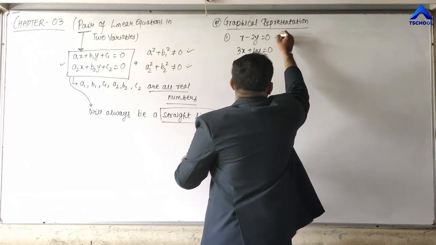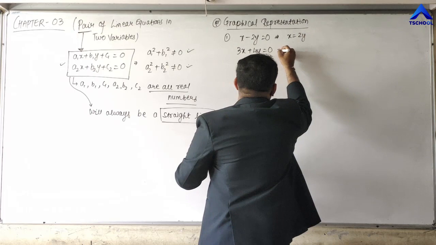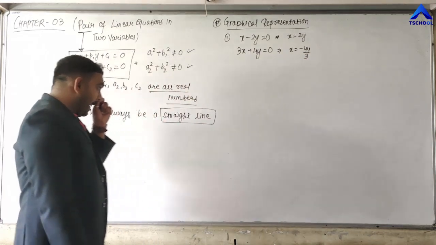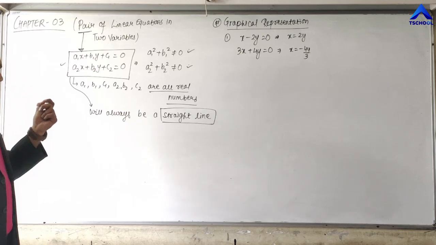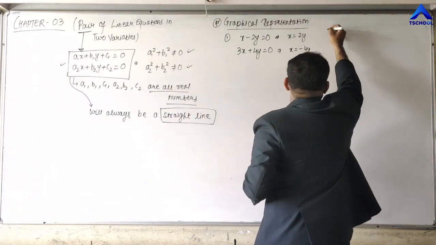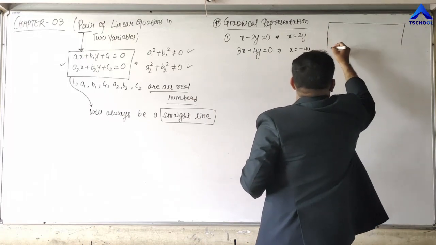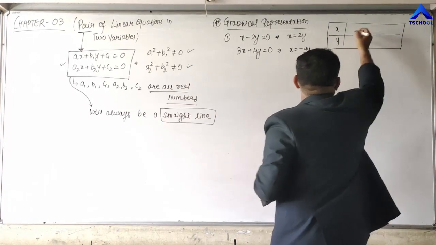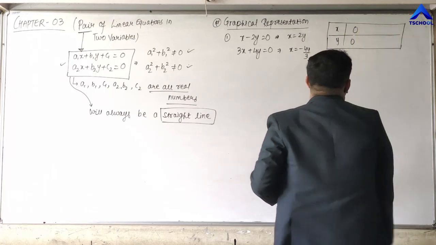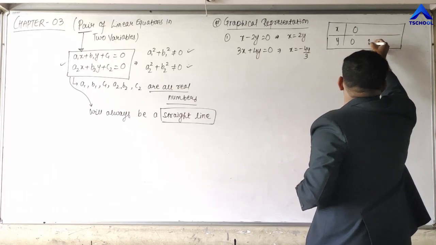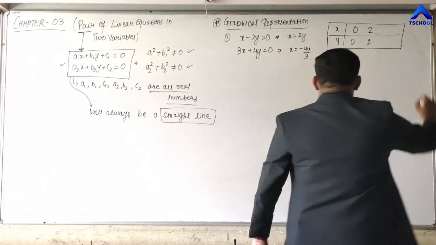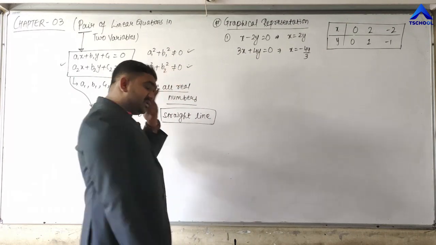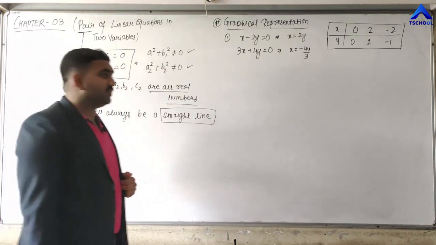That means I can write this as x equals 2y, and I can write the other as x equals minus 4y by 3, right? Now let me find out the solution to the first one. That is x and that is y. So we shall define some values of y. Let me take y equal to 0. If I take y equal to 0, I shall get x equal to 0. If I take y equals 1, then I shall get x equals 2. And if I take y equals minus 1, then I shall get x equals minus 2, right? So the solution to the first equation is (0, 0), (2, 1) and (minus 2, minus 1).